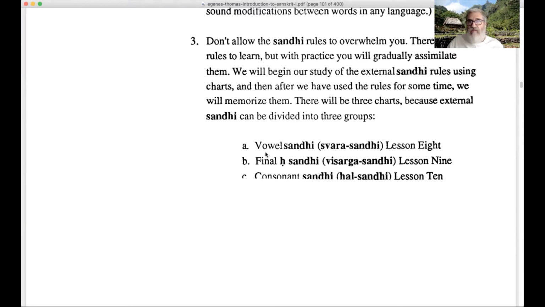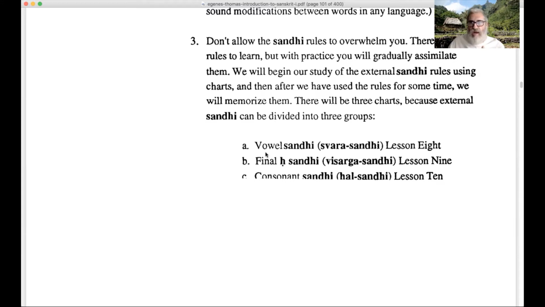We will begin our study of the external rules using charts, grids. On one side of the grid, we'll have all the letters that a word can end in. On the other side of the grid, we'll have all the letters that the next word can begin with, and then in the middle, we can find the answer to how the letters change. This will become clear as we go along. We will begin the study of externals using charts, and then after we've used the rules for some time, we'll memorize them. That will just come naturally and normally.